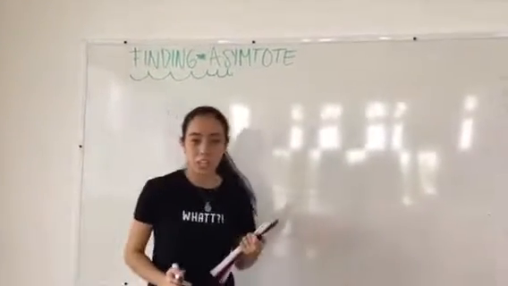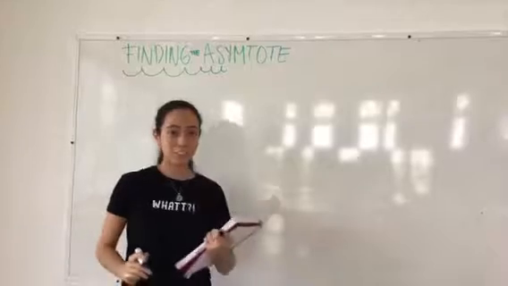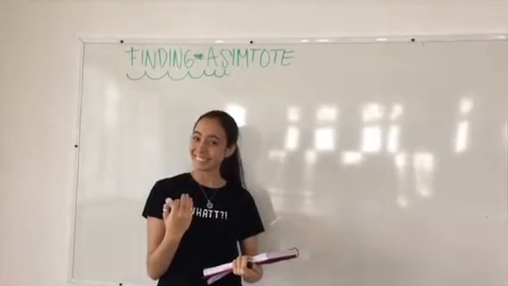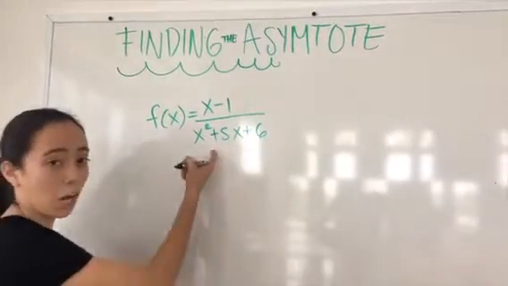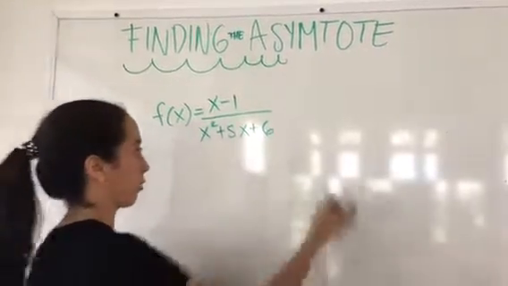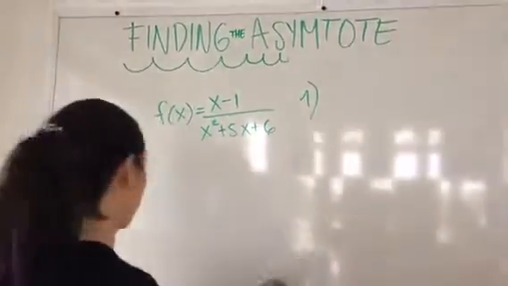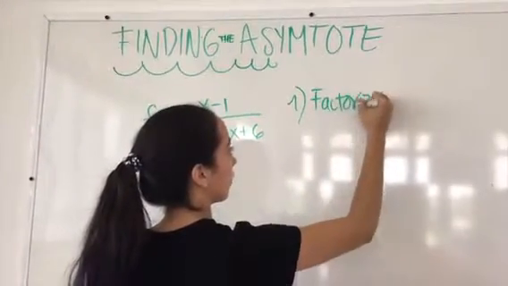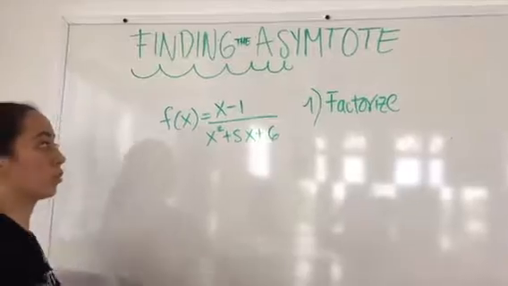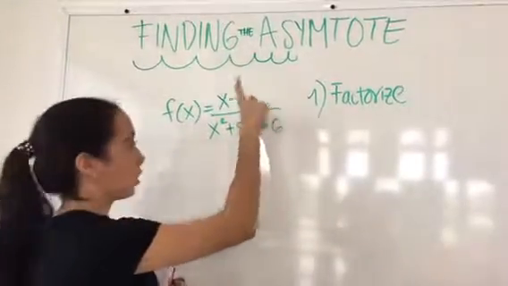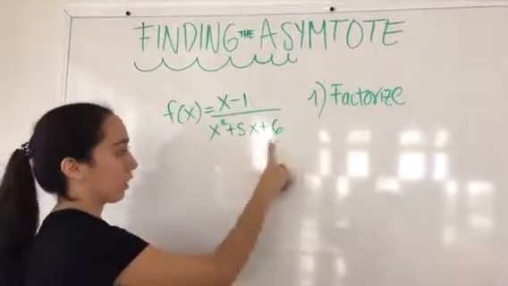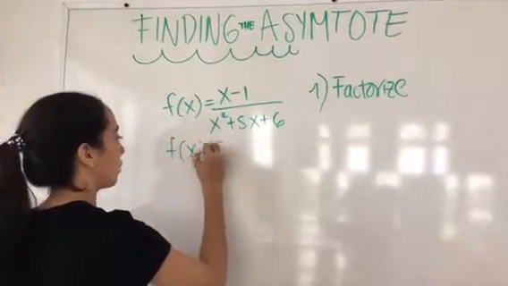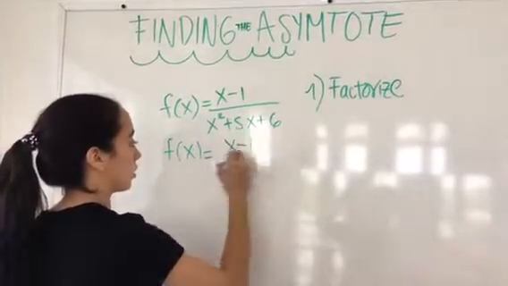Hello! Today I'm going to teach you how to find the vertical asymptote and the horizontal asymptote. So here is our equation, and the first thing we need to do is factorize. We cannot factorize this term, but we can factorize this one. So we will get this answer.